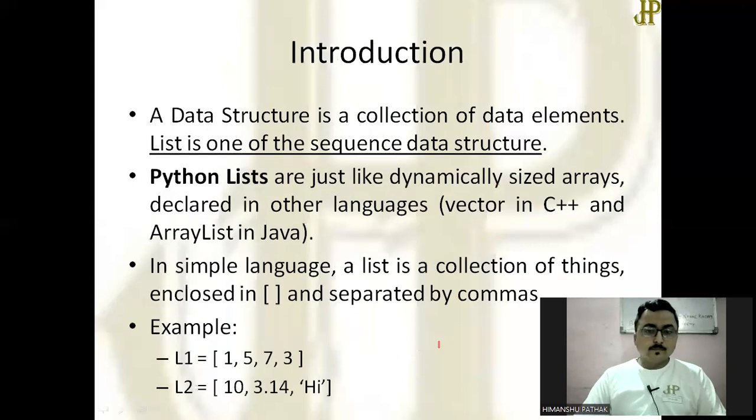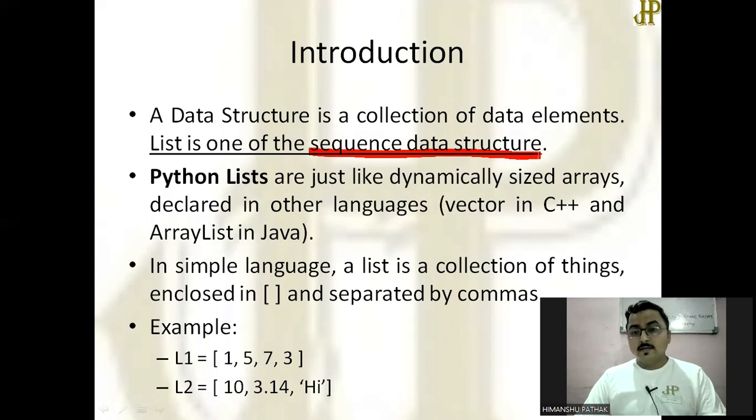So, what is list? A data structure is a collection of data elements. Whenever we collect some elements collectively, then it forms a data structure. And list is one of them. But list is one of the sequence data structures.